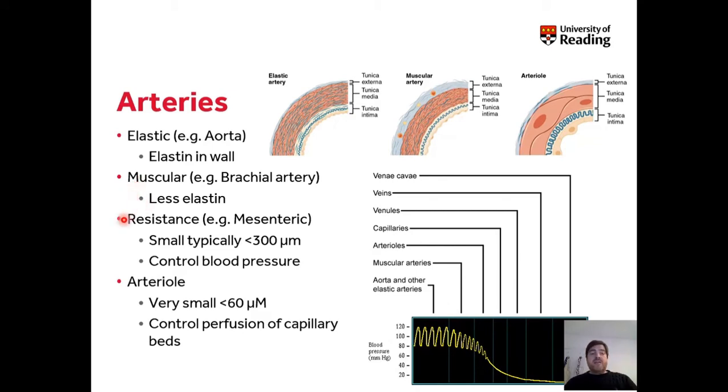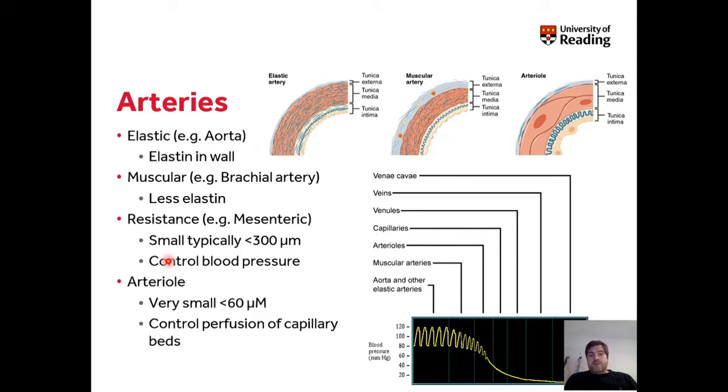When we're getting into the muscular arteries, which have less elastin, that also includes the resistance arteries, such as the small resistance arteries, and they're typically very small in size, less than 300 microns in size. Now, if you want to get an idea about how small these arteries are, if you were to pluck out one of your hairs from your head and look at it, then your hair is probably about 50 micrometers in diameter. So just a little bit thinner than these arteries. So really quite small.